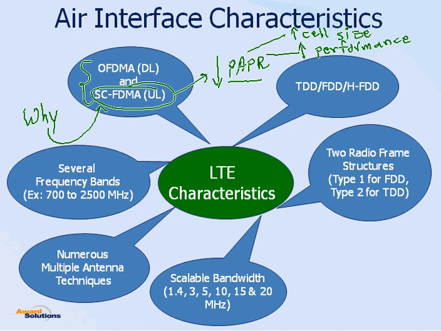In terms of duplexing, we support time division duplexing, frequency division duplexing, and half FDD. Two radio frame structures have been defined, type 1 and type 2. Type 1 is for FDD, and that is our focus. So we will not talk much about the type 2 structure.